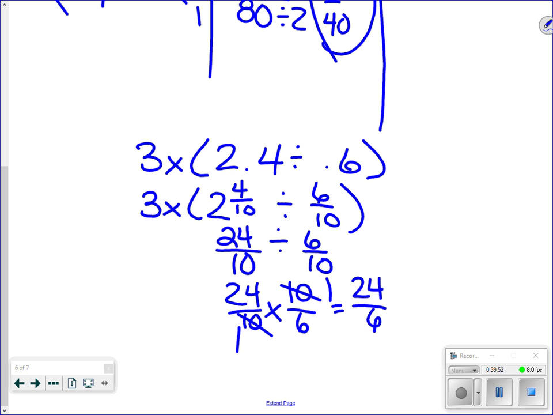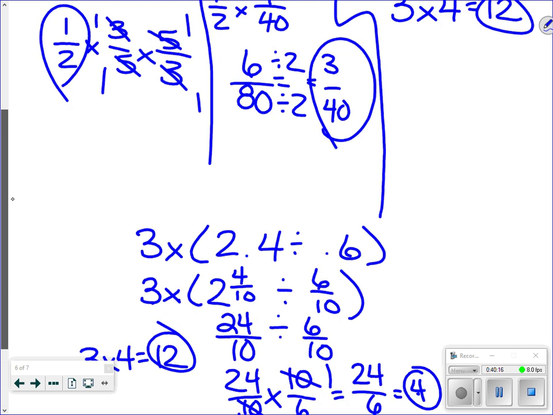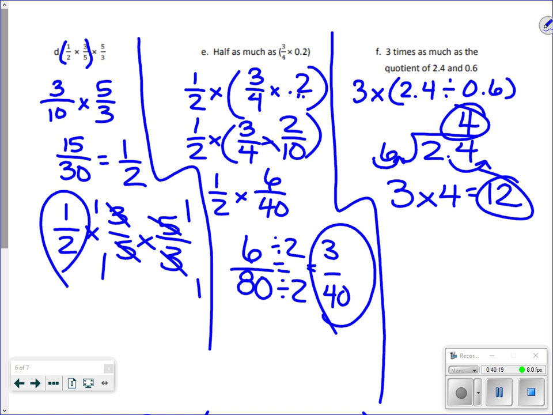6 and 24. Yeah, 6 and 24. 24 divided by 6 is 4. So now you've got 3 times 4. So it was actually easier doing the decimals up top. The only reason I changed the decimal to a fraction here was because I had a whole mess of fractions. Here, all I had were decimals, so I just kept the decimals.